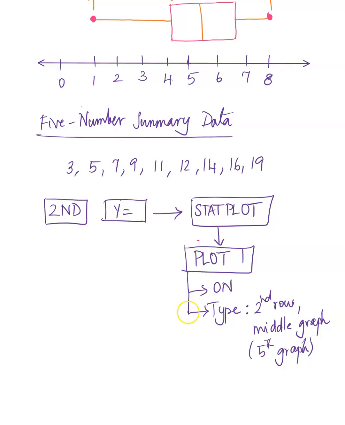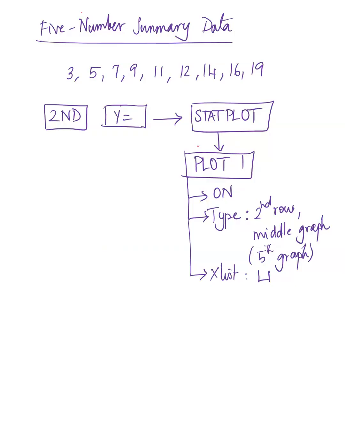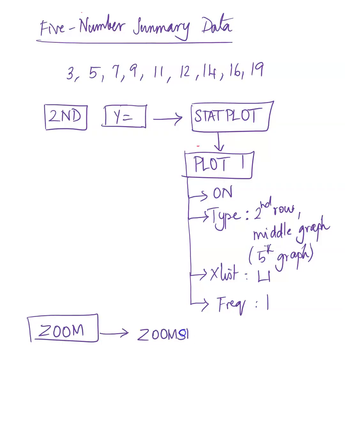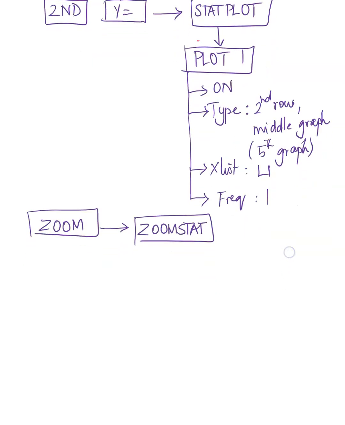Then for your X list, this data is available in L1. So enter L1 there if it's not already there. And frequency is 1, leave it as it is. All right, and now it's time for us to go to Zoom. You know the drill, right? Zoom, ZoomStat. ZoomStat is the number 9 there, you know that. And you see the graph right away. If you don't, then click on the graph. ZoomStat again gives it to you to fit it in your graph.